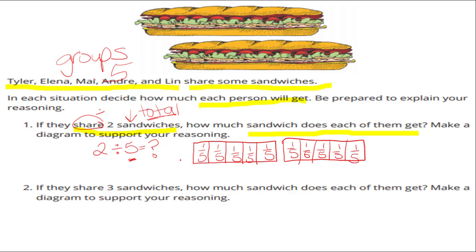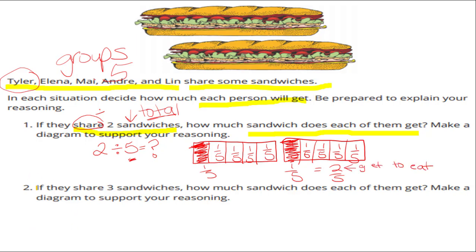Okay, so if I was going to look at these diagrams here, and I am Tyler, well, Tyler is going to get this one, and Tyler's going to get this one. So how many does Tyler get? 1/5 and 1/5 gives me 2/5. So each person is going to get 2 pieces.